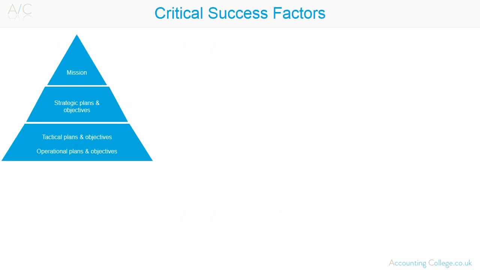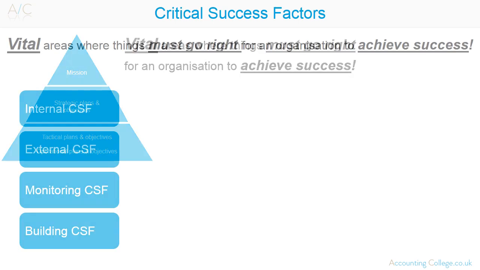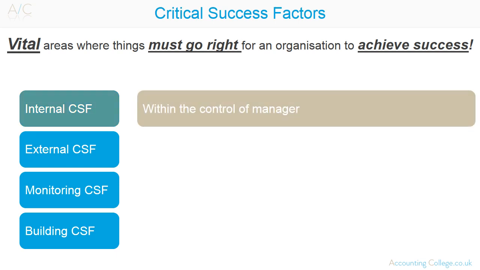As you saw with performance hierarchy, objectives can be set at different levels of the organisation. Some of these objectives will be critical, key to the organisation's success. Critical success factors are the vital areas where things must go right for an organisation to achieve success and outperform its competitors. Critical success factors can be classified as internal, external, monitoring and building.